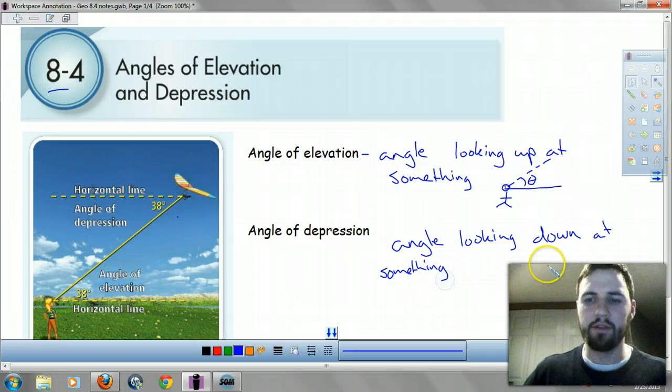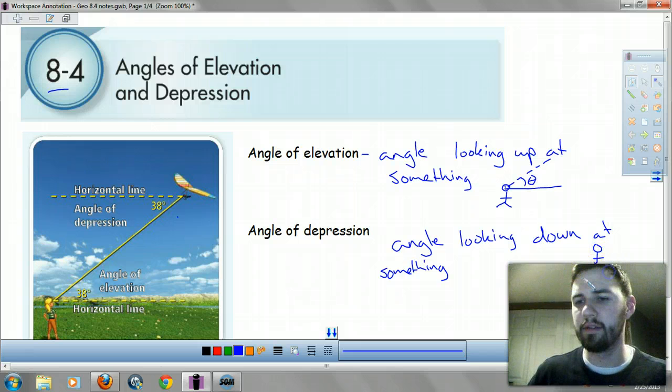Okay, so this would be like if you're on a cliff for some reason. Not me, I'm terrified of heights. And you're, again, we always make the straight line, and you're looking down at something going on down here. That's your angle of depression.